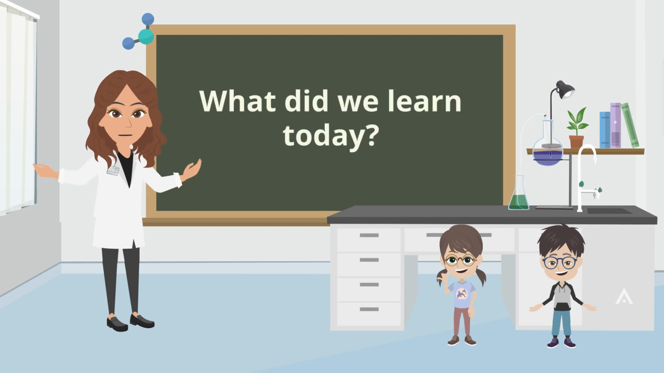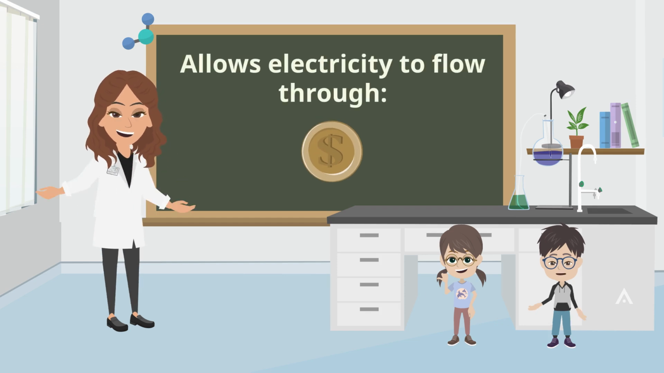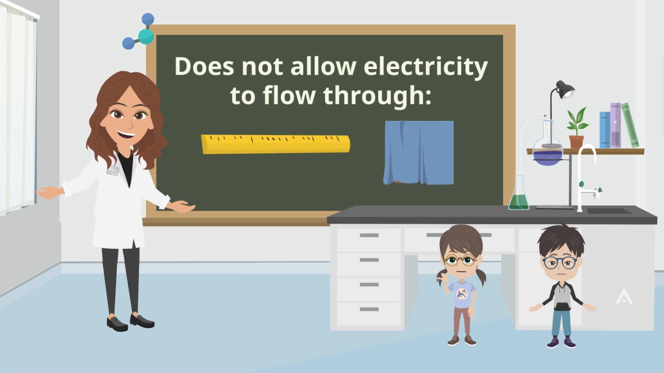So class, what did we learn today? The copper coin allows electricity to flow through. Meanwhile, the wooden ruler and handkerchief do not allow electricity to flow through.